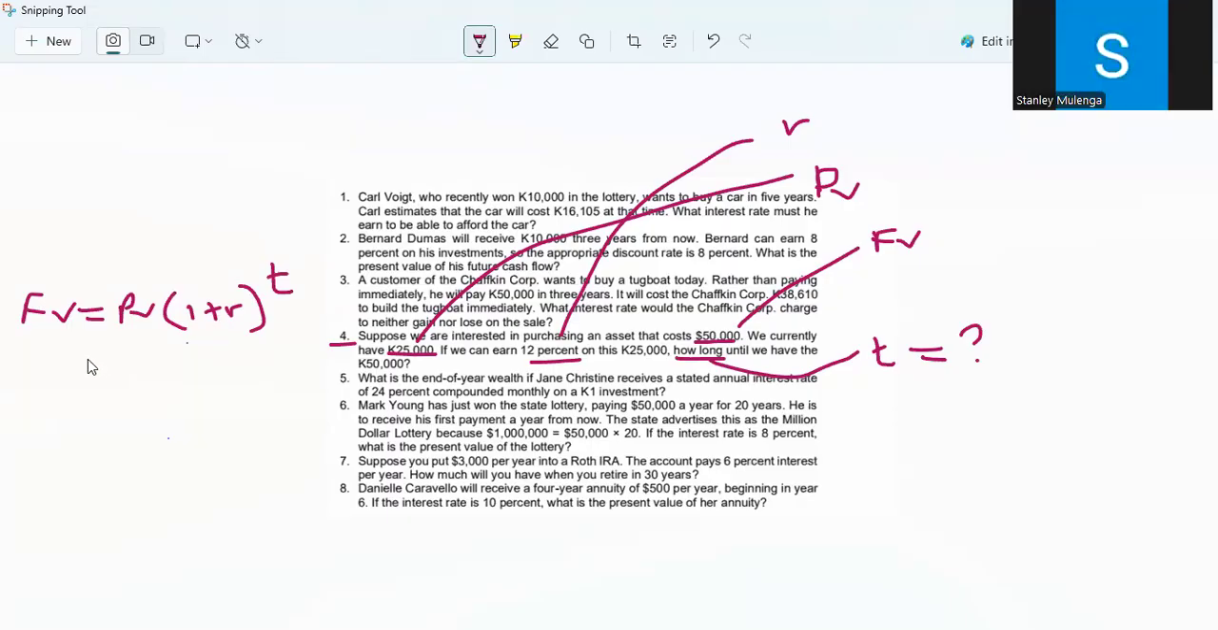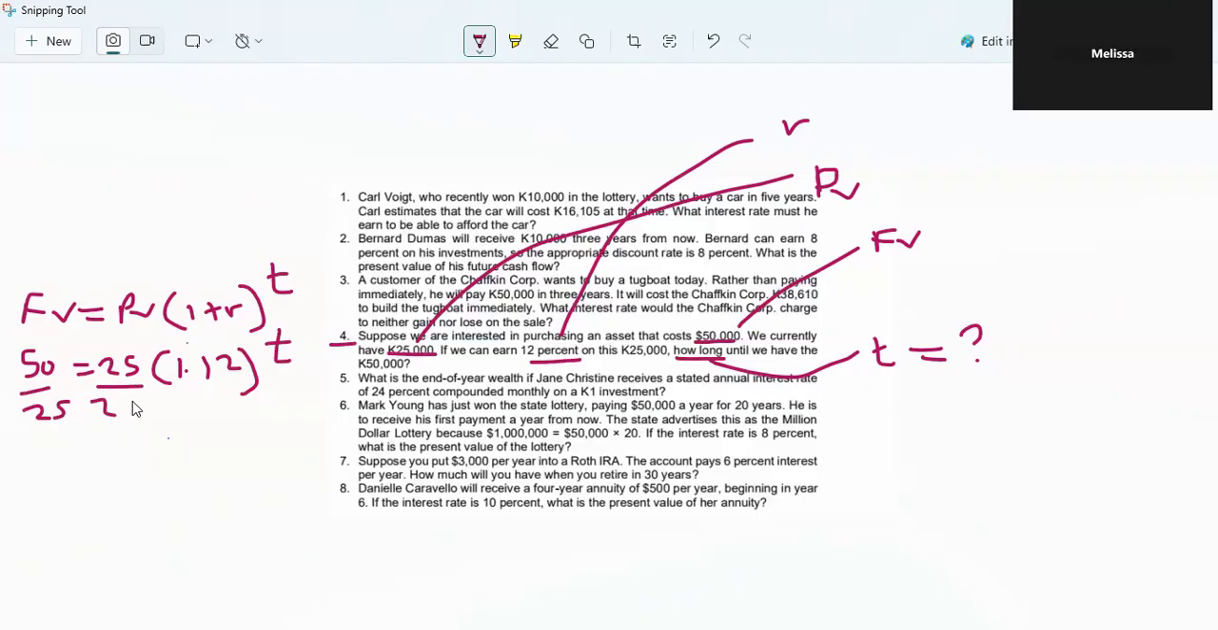Okay, what is our future value? Our future value is 50,000. Our present value is 25,000, times 1.12 to the power T. So you divide that by 25,000 on both sides. So you have 2 is equal to 1.12 to the power T.